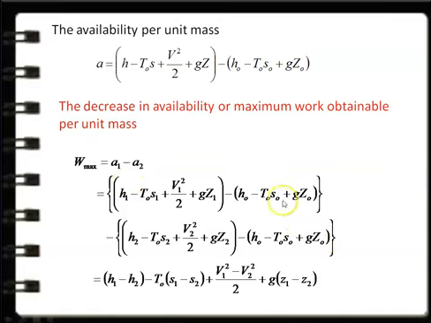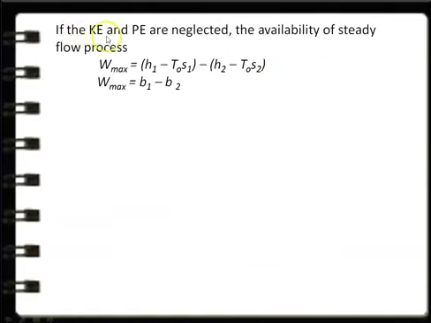Now when you neglect the kinetic energy and potential energy, the availability of a steady flow process is h1 minus T0 s1 minus h2 minus T0 s2, which is also known as B1 minus B2. This is what we earlier discussed.